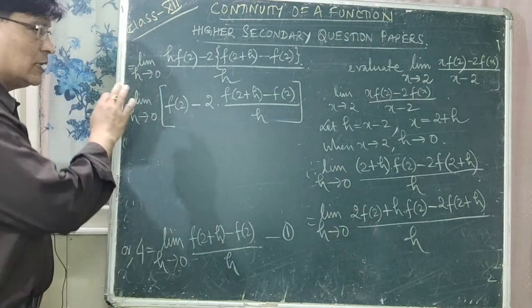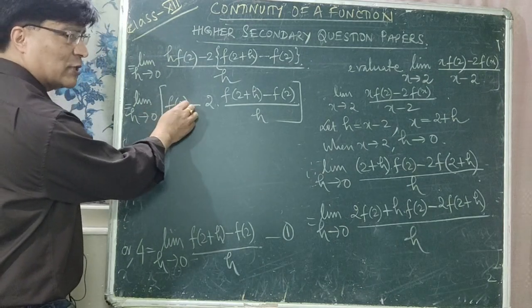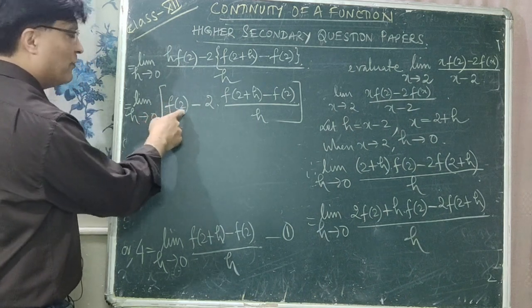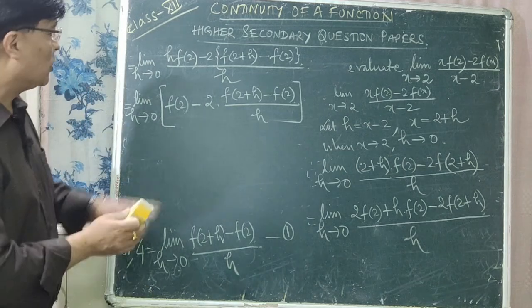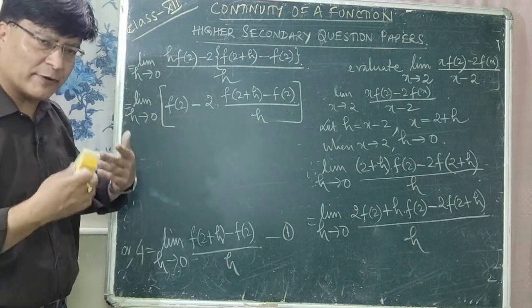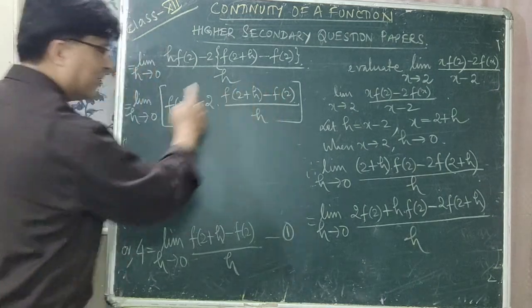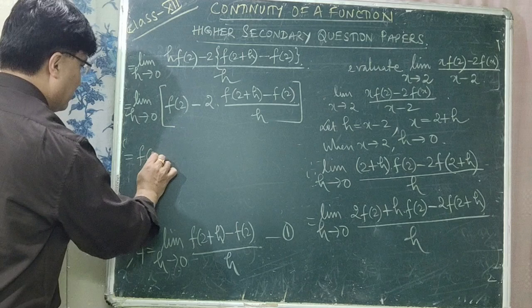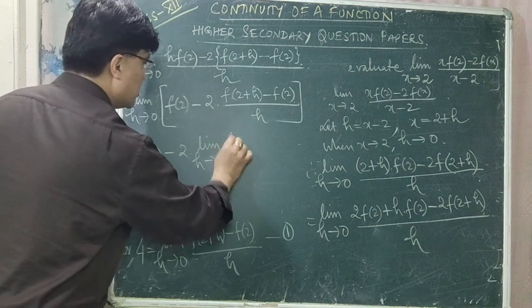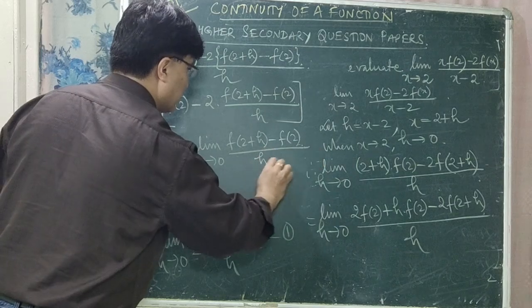Is that clear? Now wherever there is h, you have to write down the limit. For f of 2, you don't have to write down the limit here. No need of putting a limit for f of 2 because it is free from h. Because f of 2 does not contain h, you don't need to write the limit for it. Okay, but you have to write down the limit for only the second term, because this second term contains h. So which is equal to f of 2 minus twice into limit h tends to 0, f of 2 plus h minus f of 2, this whole divided by h.